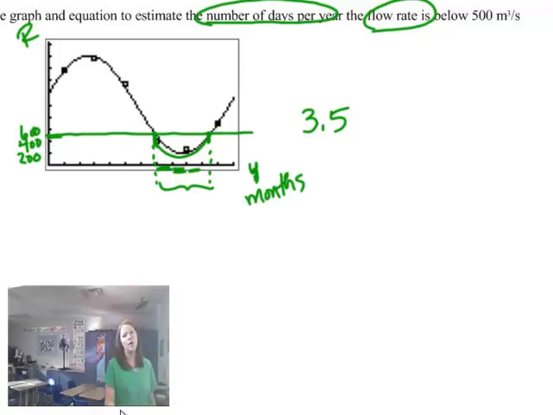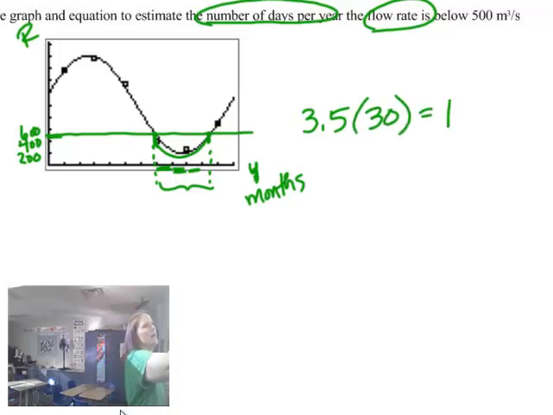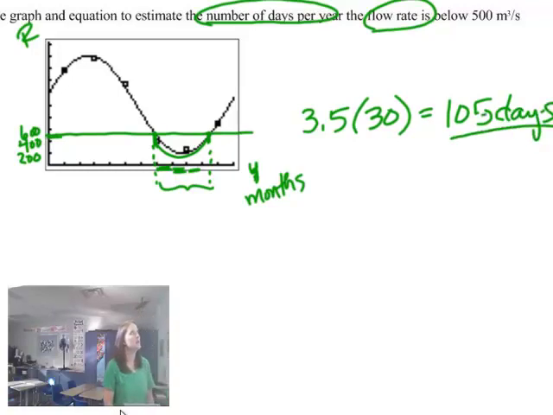So how are we going to reconcile that? Well, we'll have to approximate how many days are in a month. So we'll go with 30 because that's right in the middle. Pretty close. Okay? And we're going to get about 105 days of the year that our flow rate is below 500 cubic meters per second.